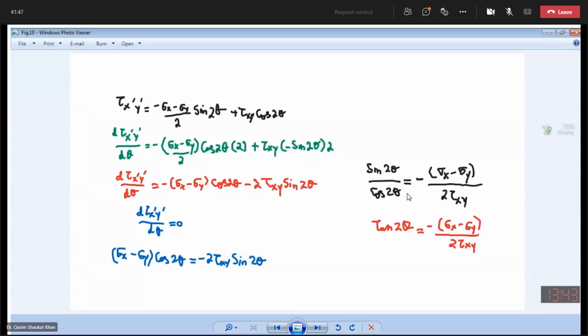Then the next thing is that we know that tan is sine theta over cos theta. So tan 2 theta is sine 2 theta over cos 2 theta, and that is equal to minus (sigma x minus sigma y) over 2 times tau xy. So this is your equation for the computation of the orientation of the shear planes.